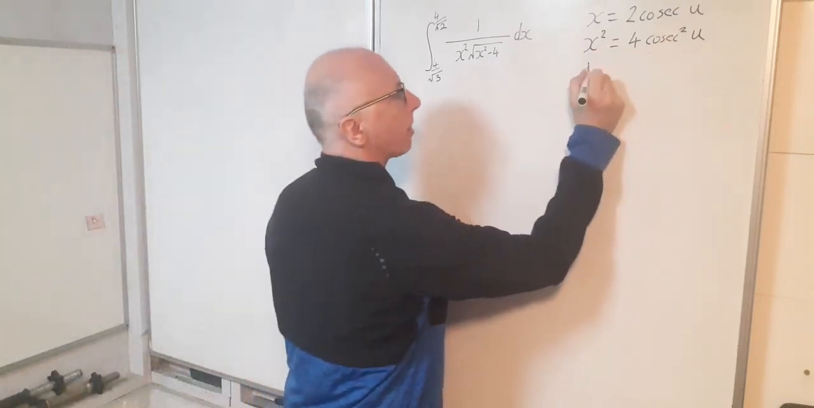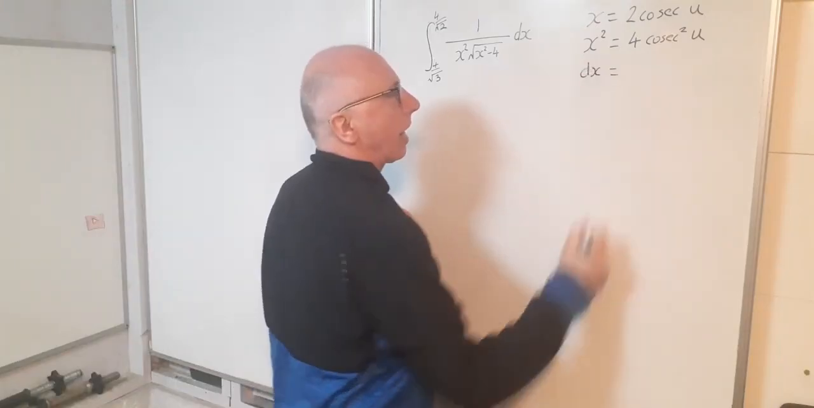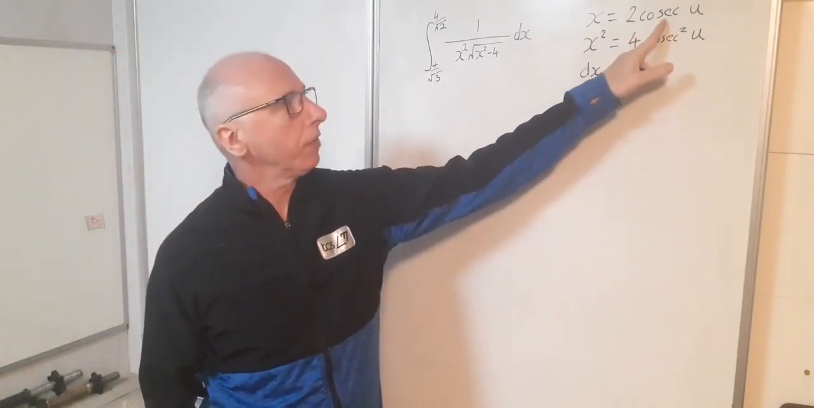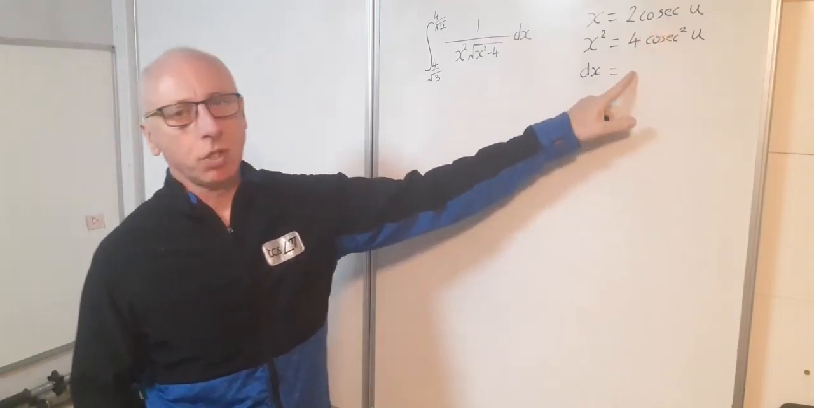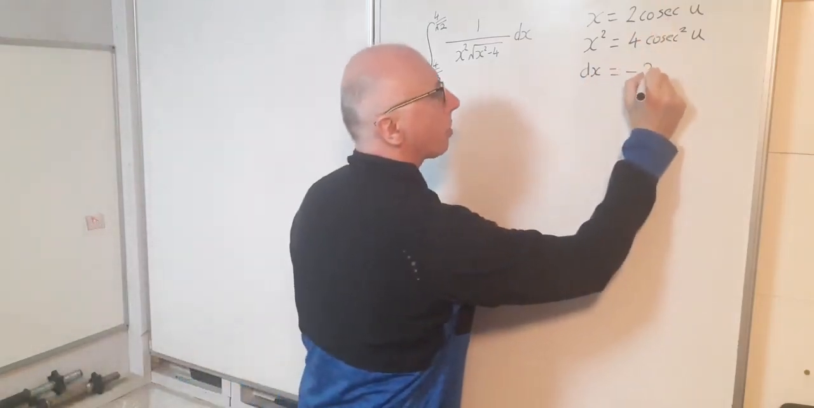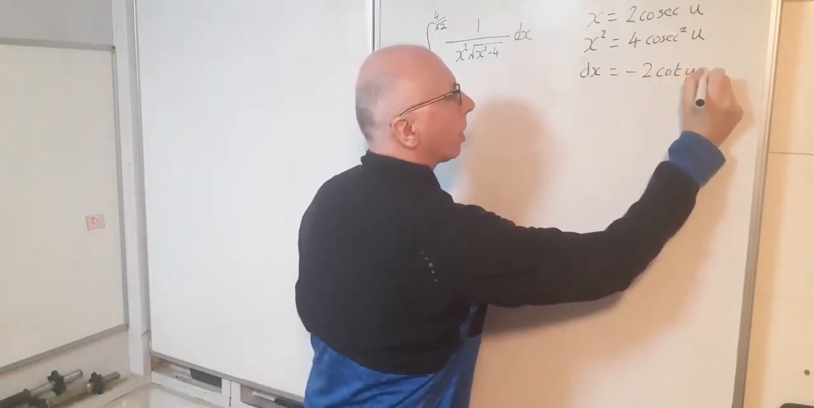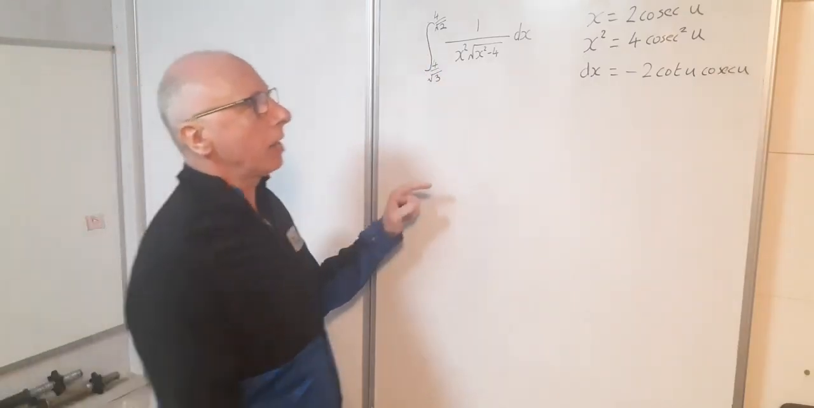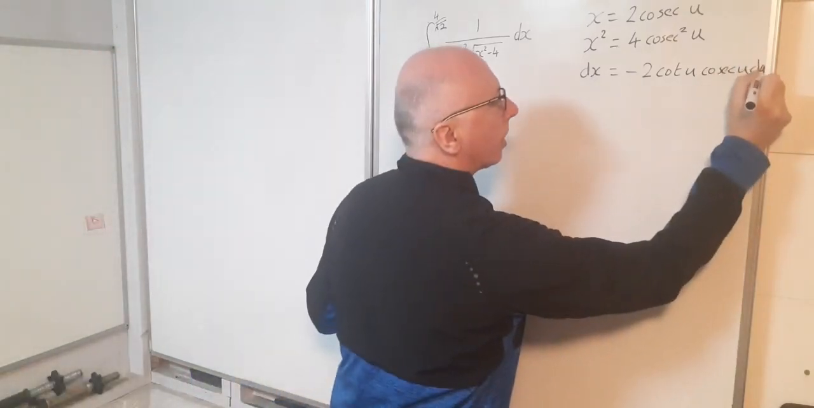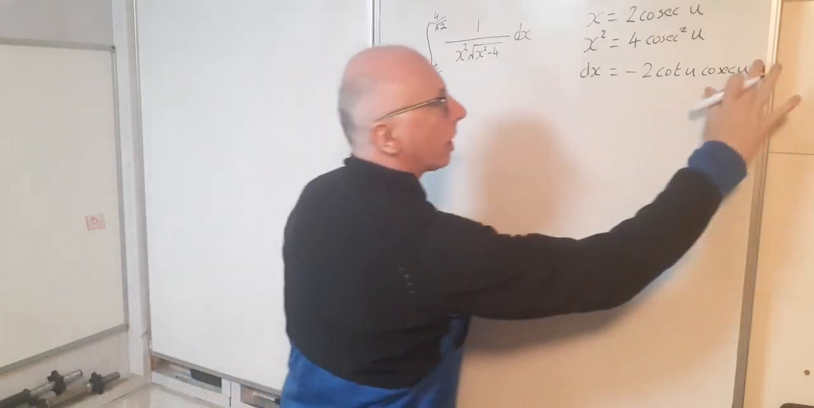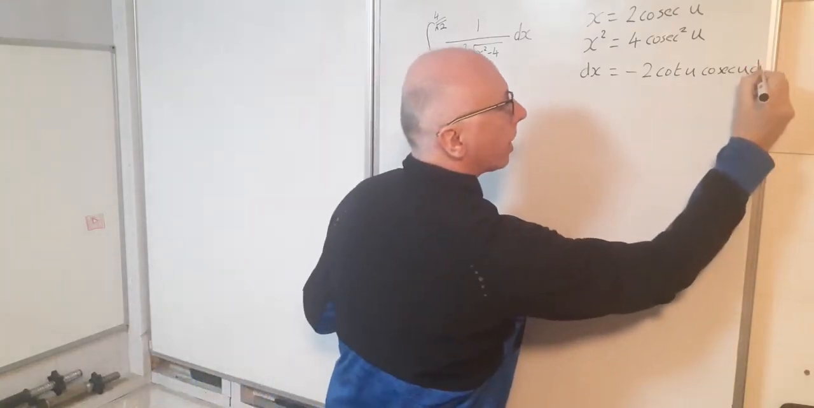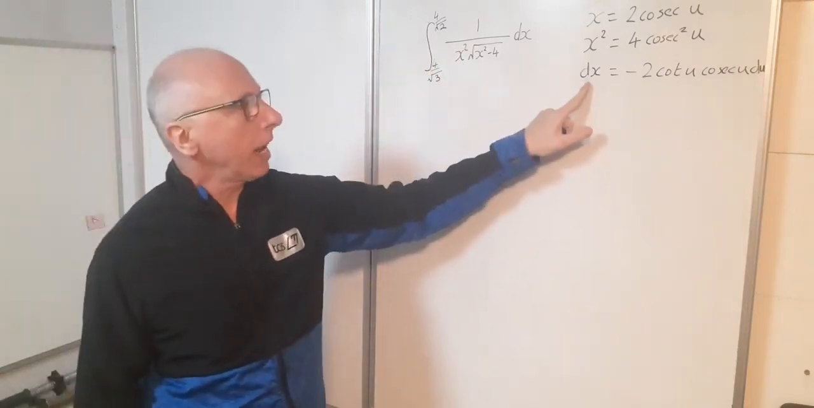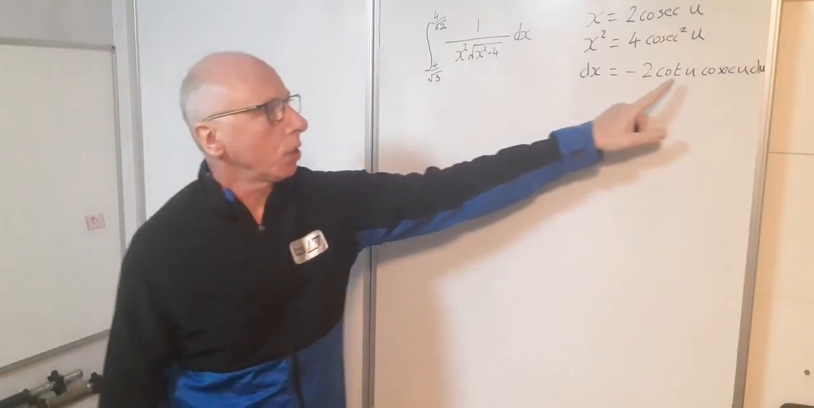So my dx equals, now if you check the link below, I've got how we got the value of this derivative by using first principles. But the result is here. I'm going to write it down for you. Minus 2 cotangent u cosecant u. So that's my derivative, and then I need my du at the end. So that's going to be my substitution. Okay, so that's my substitution for my x to my u.